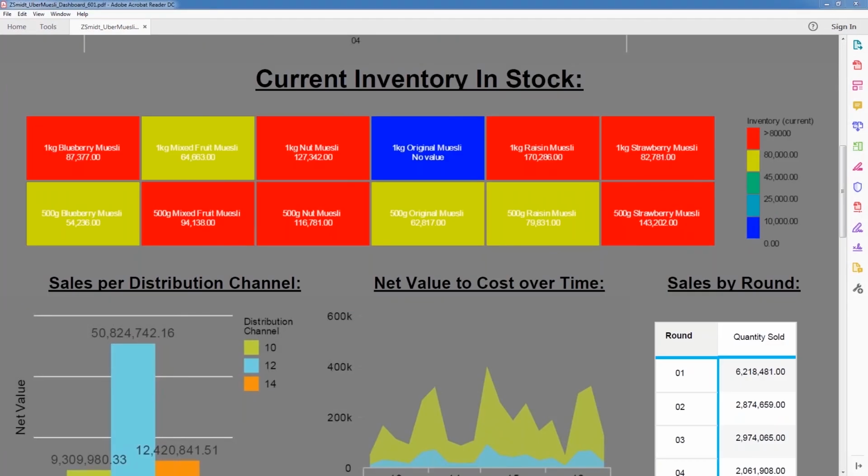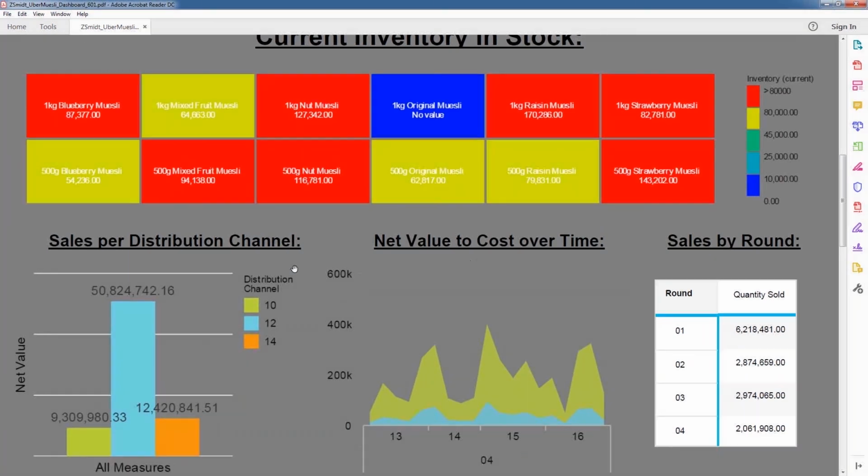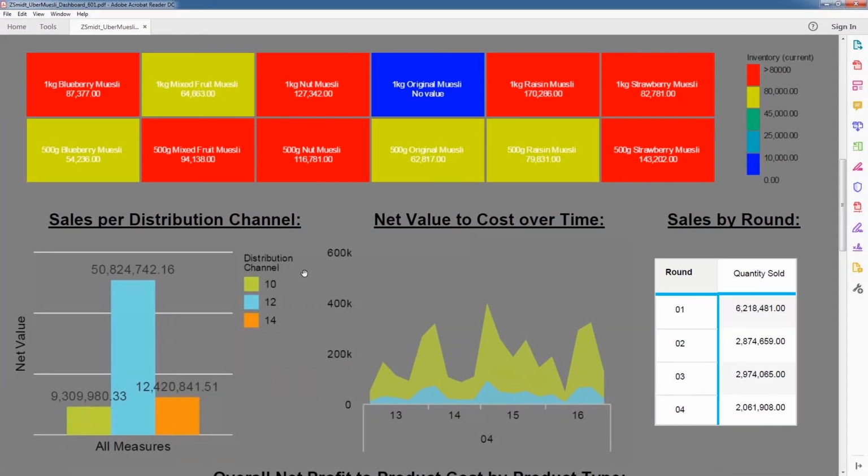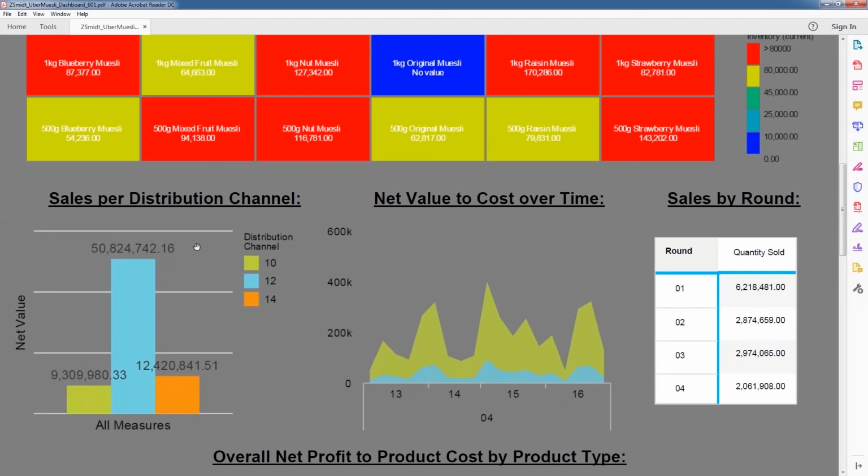Going down a little bit to sales per distribution channel. When selling products, it's always important to know where demand for your products is greatest. This little dashboard right here allows a user to easily see, based on net sales, which distribution channel has made the most purchases for a particular round. This allows the user to adjust sale prices based on demand.